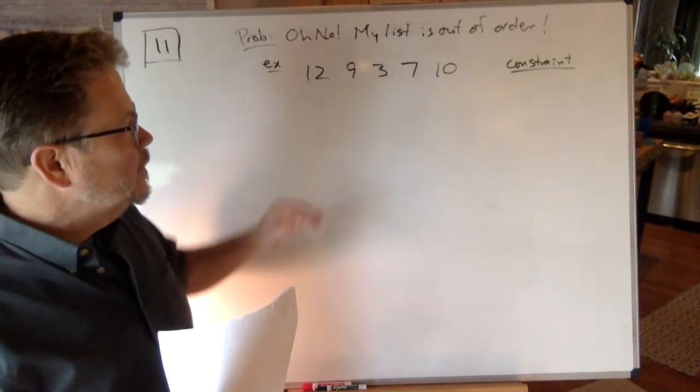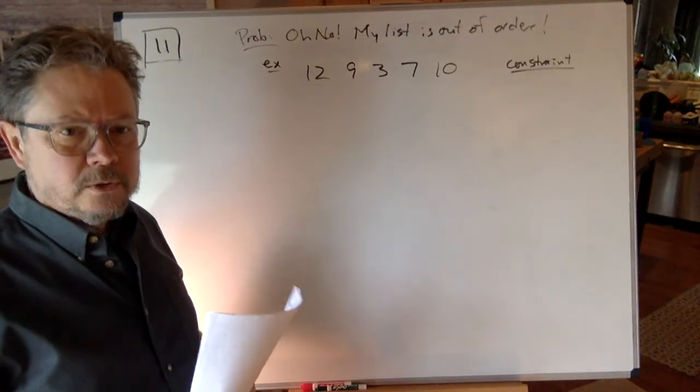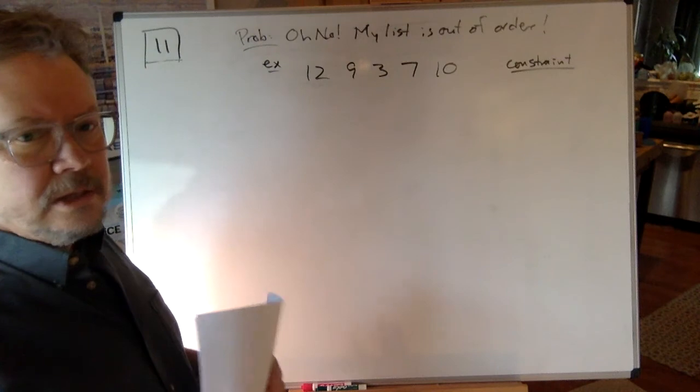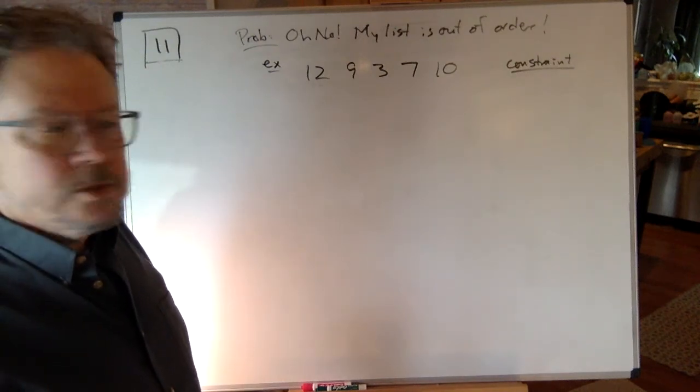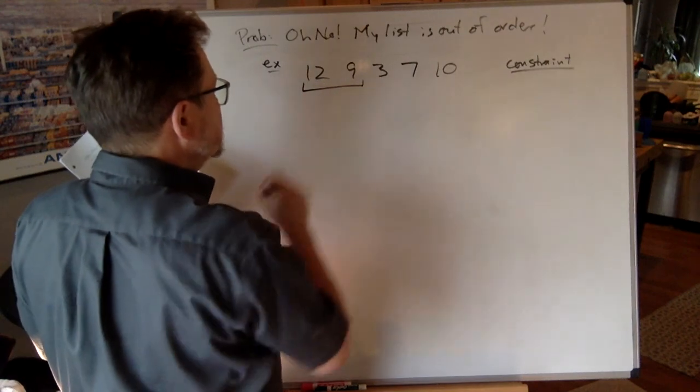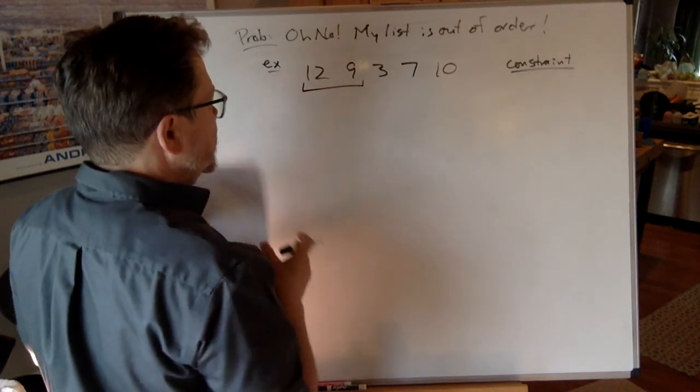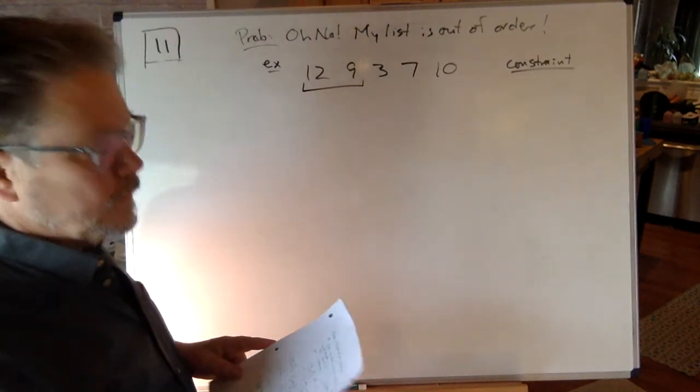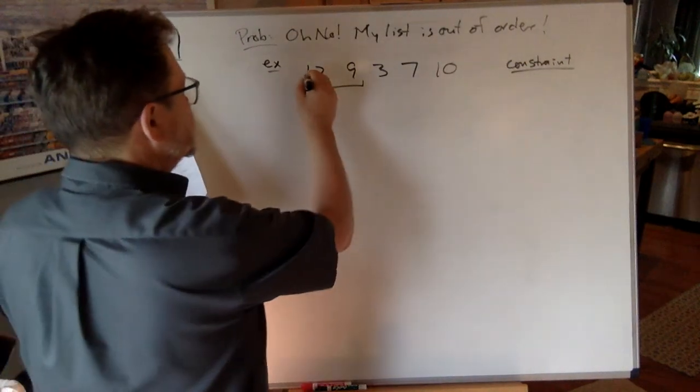So a very important constraint for us to try to put this in order is to realize the computer can only see two numbers at a time. So you know what? Let's only ask it to do that. Mr. or Ms. Computer, what about those two numbers? Are those in order or are they out of order? Well, if we're going for increasing order, those are out of order.